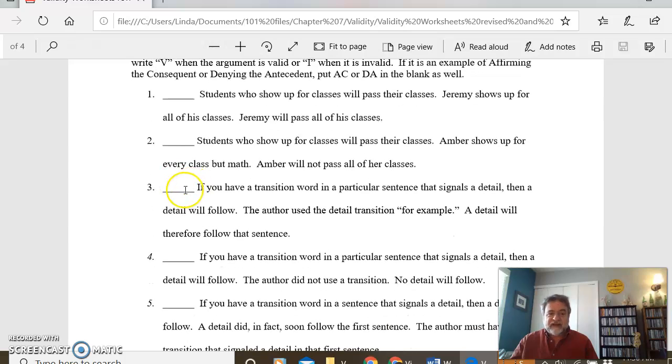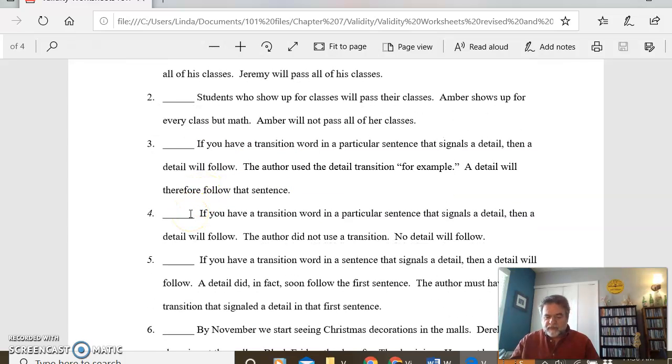Number 3 is valid. If you have a transition, then a detail will follow. The author used the transition, for example, so a detail will follow. Number 4 is invalid, denying the antecedent. We're denying there's a transition, so there's no detail. That's not what it's saying.